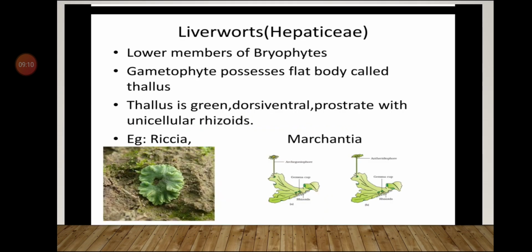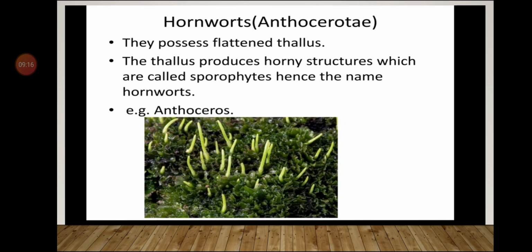Green, dorsiventral, then prostrate, unicellular, and they show unicellular rhizoids. Next is hornworts. The other name for hornworts is Anthocerotae. When I say Anthocerotae, they possess a flattened thallus. That means they possess a flat thallus, a flat structure.